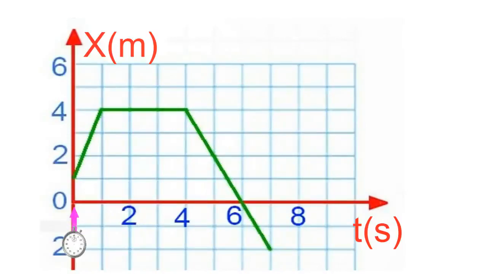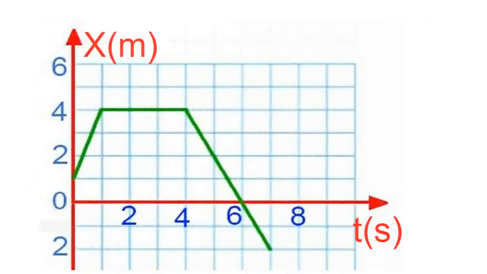At moment 0, the moving object is 1 meter away from the coordinate origin. This place is called the initial place. After 1 second, the moving object reaches 4 meters from the coordinate origin. It then stays in the same place for 3 seconds, and then from the 4th second it moves in the opposite direction. At the 6th second it reaches the origin, and then it passes through the origin. And at 7 seconds, it reaches the location 2 meters before the origin.